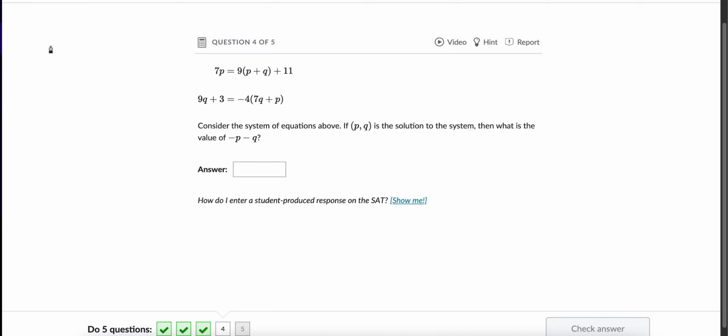This is a system of equations problem. We know this is a system of equations because we have two variables, p and q, and we have two equations. So let's organize these equations into something more readable.